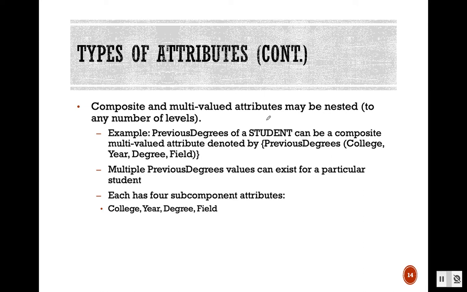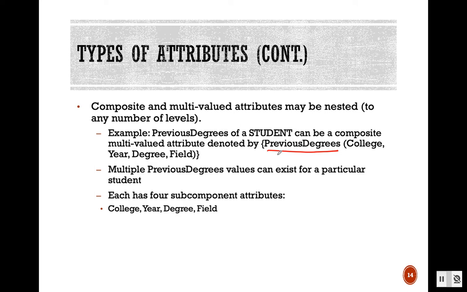The composite and multi-valued attributes may be nested. For example, the previous degrees of a student can be both a composite attribute and a multi-valued attribute. If I think about the previous degrees of a student, one student can have multiple degrees, and each previous degree can be a composite attribute. So the previous degree is a multi-valued attribute, and each value is a composite attribute.